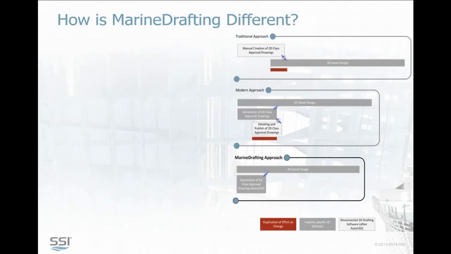Now, how is ShipConstructor Marine Drafting different? Well, the traditional approach is that the 2D class approval drawings are constructed, designed, and approved completely separately and distinctly from the 3D detailed design. They're really disconnected from a programmatic and database point of view. A more modern approach would be to begin in the 3D detailed design space and automatically generate the 2D class approval drawings from those 3D designs. That's something we've heard clients want to see, and it also really facilitates shortening the overall project lifecycle.